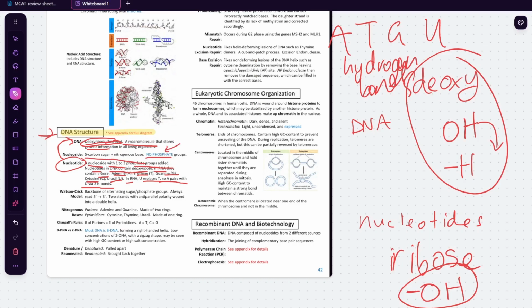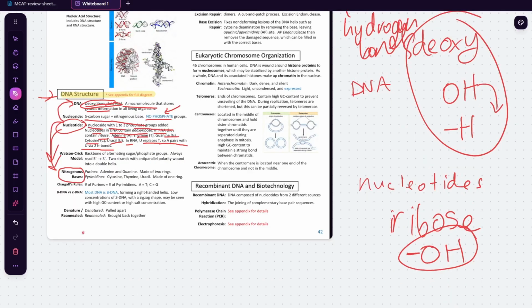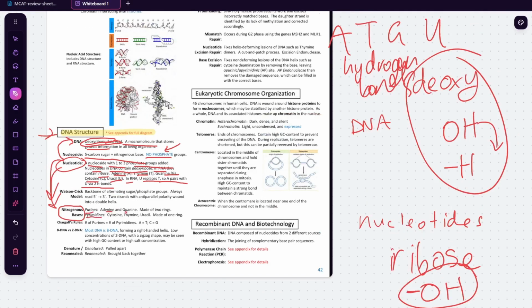There are 2 types of nitrogenous bases: purines and pyrimidines. Adenine and guanine are purines, made of 2 rings, but cytosine, thymine, and uracil are pyrimidines, made of 1 ring.